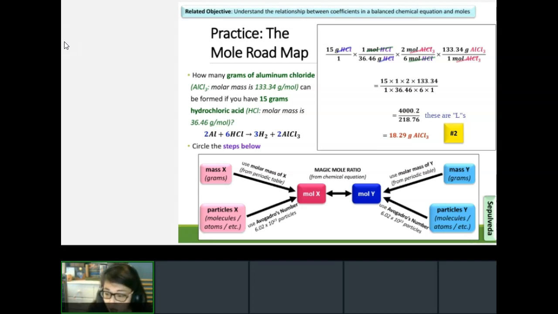Units again are g AlCl3. Again, those are L's. All right, AlCl3. There we go. All right, let's go ahead and move on, everyone.